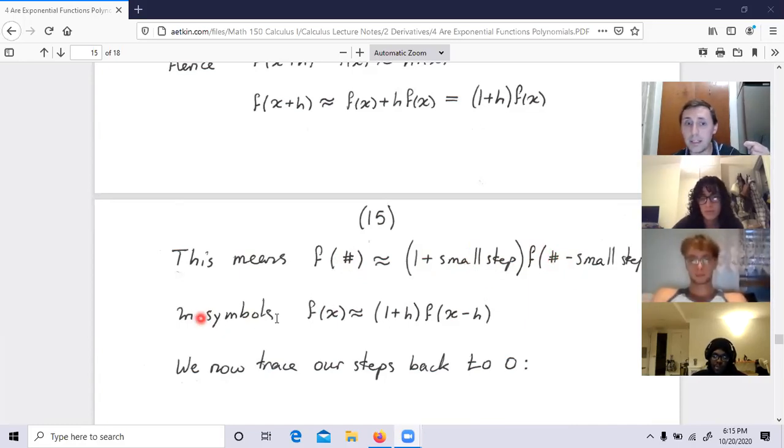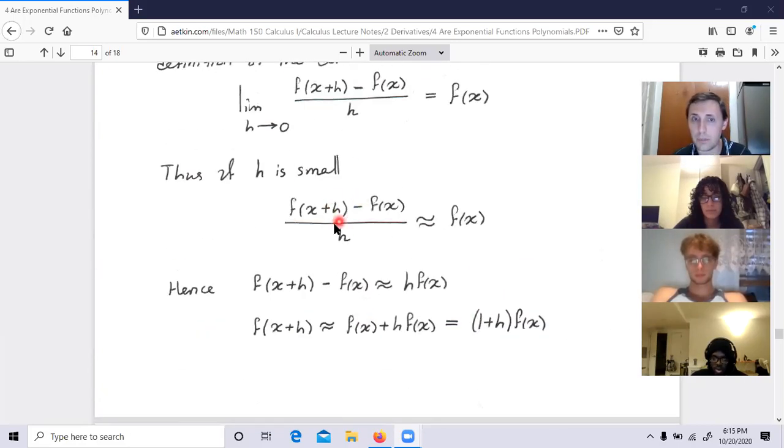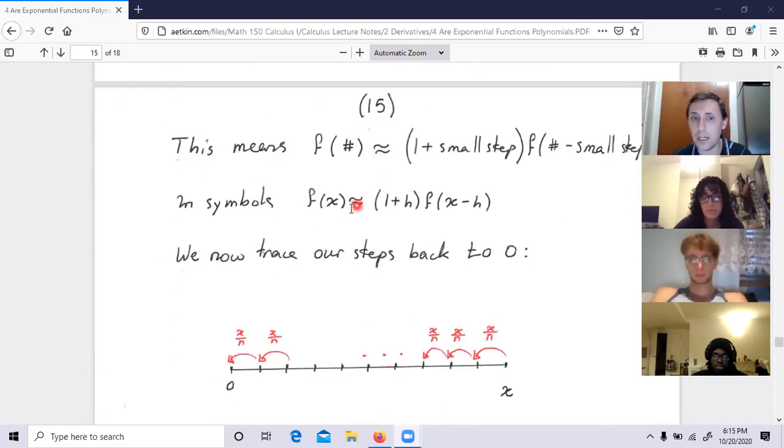And then I rewrite it in symbols. Here the meaning is different, right? x just refers to a number, the input. That means that the function evaluated at a number is roughly equal to 1 plus a step, times the function evaluated at the number minus the step. Now this I need you to understand. Do you get how I obtained this formula? I just played with my definition of the derivative formula and I get this recursion, okay?